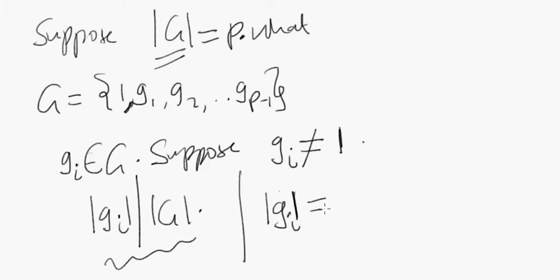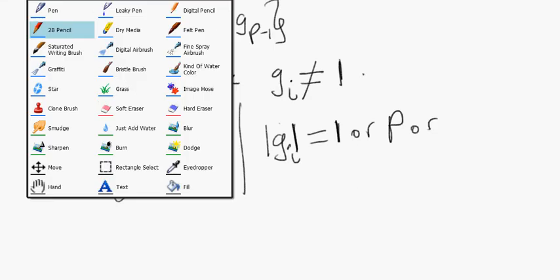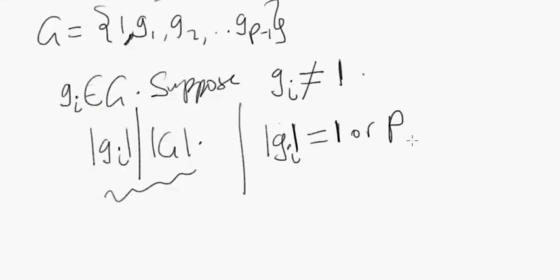Can the order of g_i equal 1? Does 1 divide the order of G? How about P? Suppose the order of g_i was P. Does P divide the order of G? Natural question, is there anything else that the order of g_i can be, given that the order of the group is some prime P, and the order of g_i must divide the order of the group? So are we saying then that the only possible orders of g_i are 1 and P?